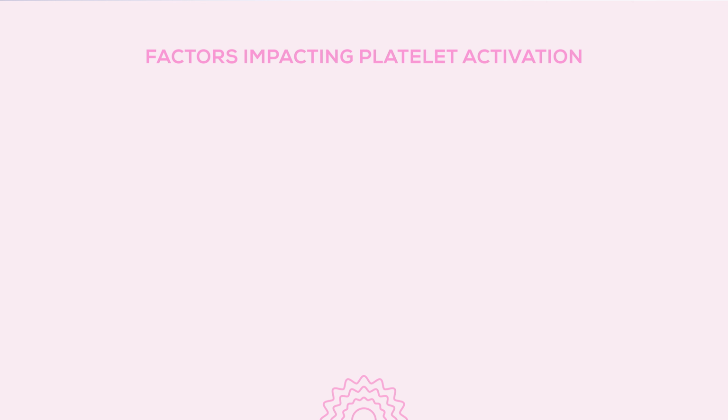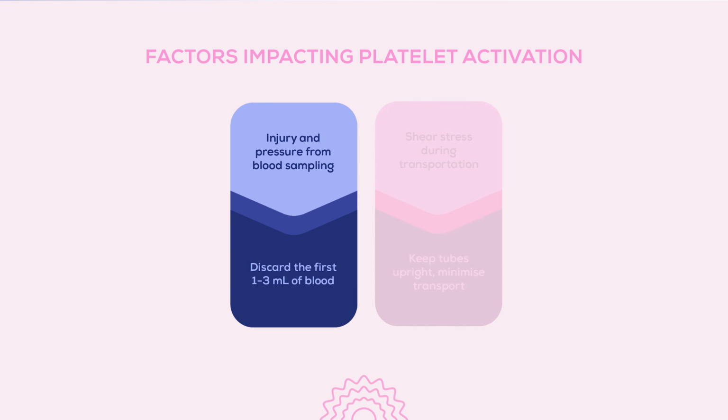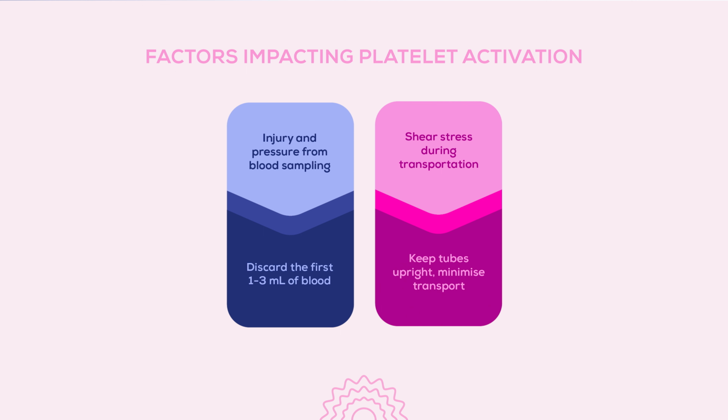Even when choosing plasma, there are other factors which could cause platelet activation, and may result in large-scale secretion of platelet EVs. The first is the blood sampling process itself, which necessitates injury and pressure, both of which will cause some platelet activation. To combat this, the first 1 to 3 mL of blood drawn can be discarded. Transporting samples can also cause platelet activation by inducing shear stress, so minimizing the tube inversion and transportation is important.